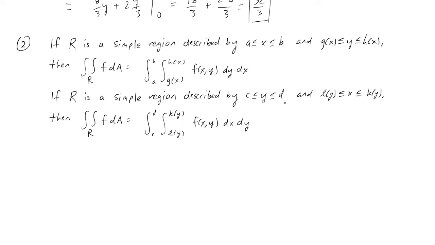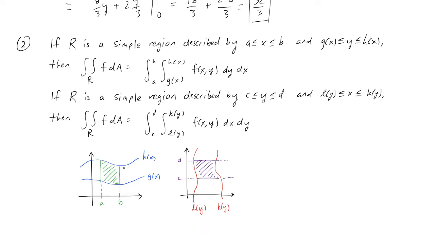And another simple region would be y ranging between two constants or two numbers, and x ranging between two functions of y. And in that case, the order of the integration switches, and the functions of y are on the innermost integral. So let me draw what these two simple regions look like.